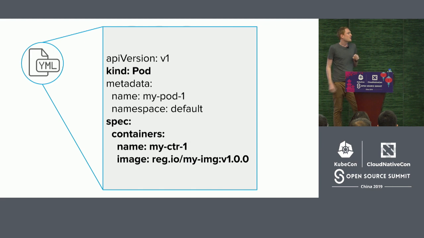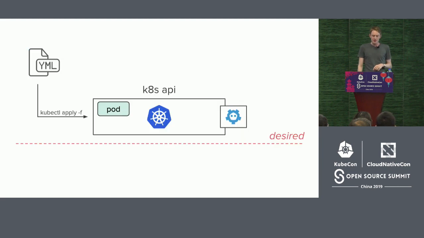The important points to note here are the kind in bold. So here we're specifying the kind of resource object that we're interested in, and then also the spec, where we are declaring our desired configuration for that object. And so we take this YAML and we post it into the API, and it goes and gets stored in the etcd data store.